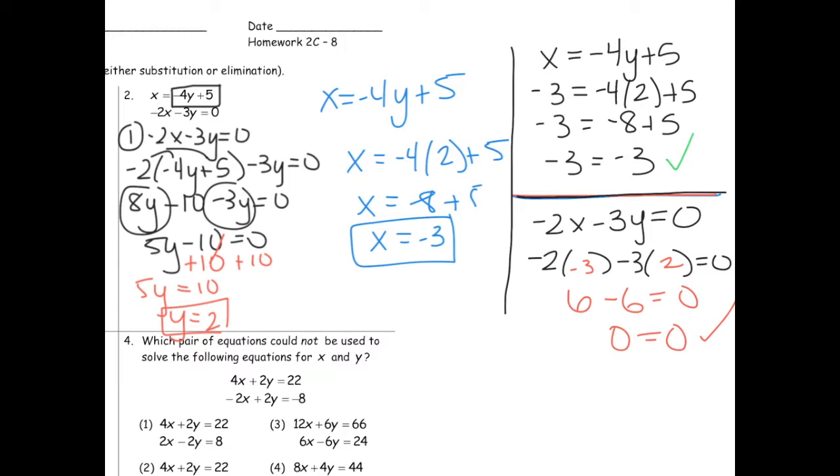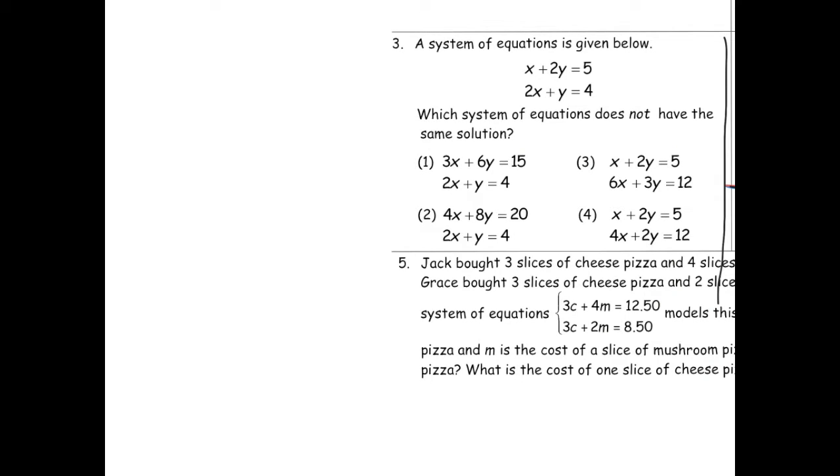Next question. For this question, it says, a system of equations is given below. Which system of equations does not, I repeat, does not have the same solution? The one we did in the do now said which one has the same solution. This is the opposite. So that means three choices will have the same solution, and one will not have the solution. Moving along.